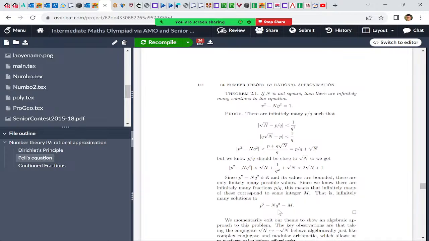There's infinitely many solutions to p squared minus n q squared equals m. So what can you do is you can try to divide that out. Does that make sense?